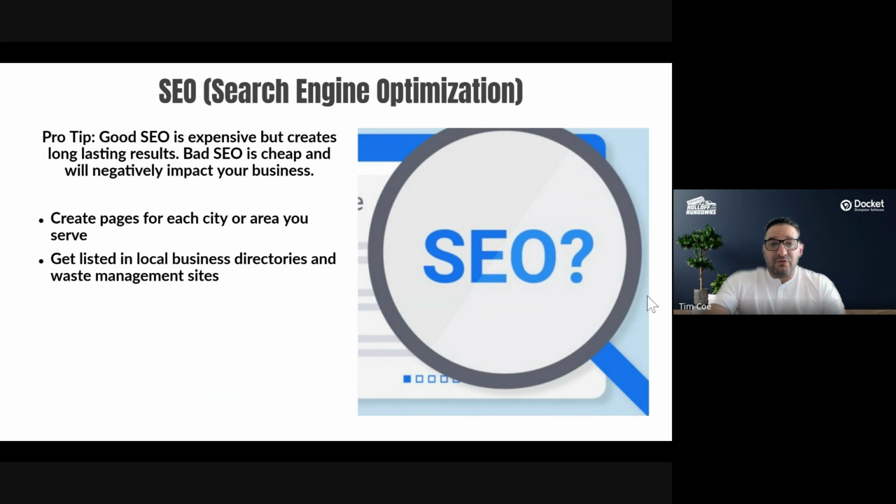Get listed in local business directories and waste management sites. A lot of people are like, well, what's a local business directory or even a business directory? Google Business Profile, which is one of the things we talked about earlier, is a business directory that helps your SEO. So is the Yellow Pages and all sorts of them. There's a bunch of them out there. Getting listed in there with your business information is going to help your visibility.